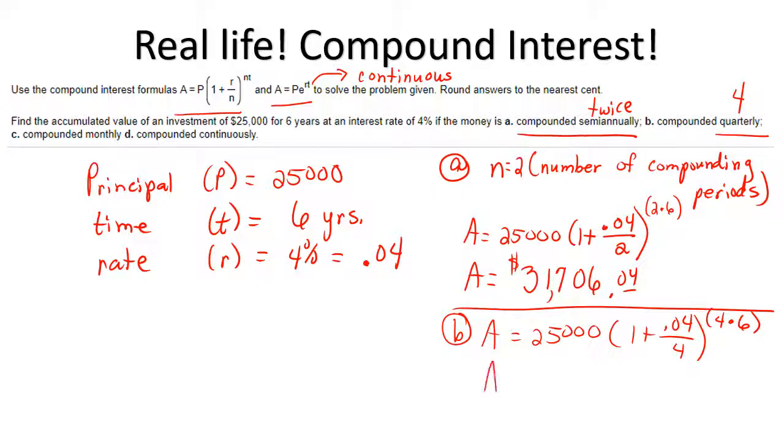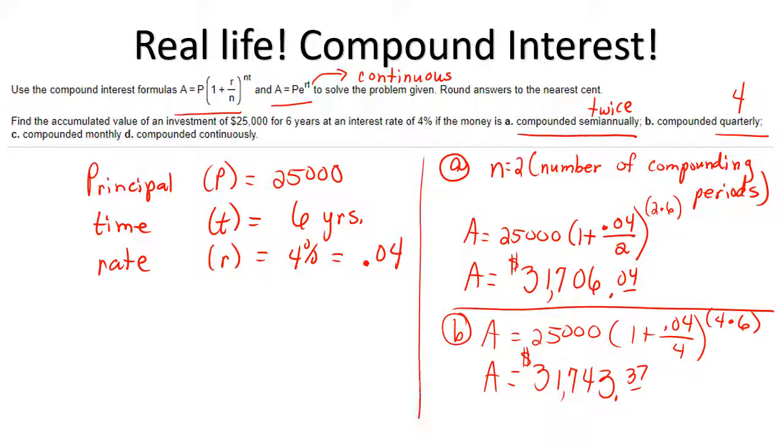You should have gotten that the accumulated amount is now $31,743.37. Notice that this is slightly higher than the answer in part A because your money is compounded quarterly, which is twice as many times as semi-annual.